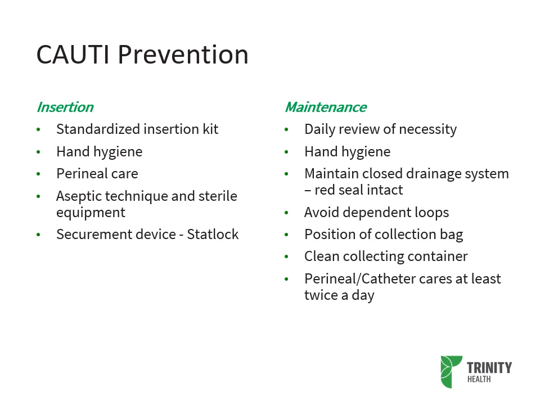Make sure we're avoiding dependent loops. As I mentioned before, you want to make sure the tubing is not kinked in any way and that it's not placed in a way where the urine has to travel up, because that's not the natural flow of it. It will eventually stop and just stay stagnant in the tubing. Remember, the collection bag has to be positioned below the level of the bladder. Make sure we're using a clean collecting container. And let's remember to do our perineal and catheter care at least twice a day.